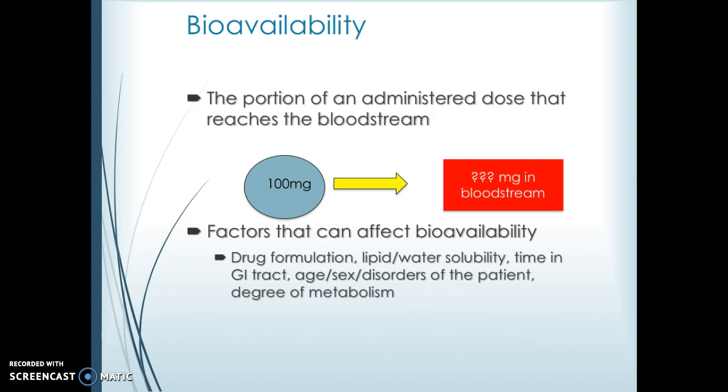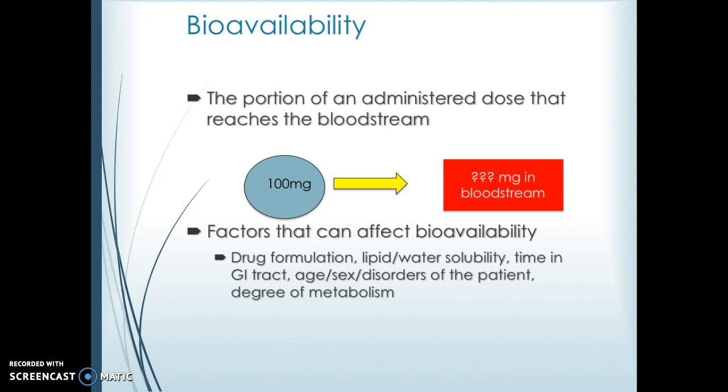The lipid or water solubility of the drug will allow it to pass through membranes at a different rate and can impact its initial absorption. The time that it spends in the GI tract matters too. So hypermotility, slow motility, nausea, vomiting, those types of changes can impact how well that drug is absorbed. Also, eating, like we had mentioned before, can impact that. Age and sex can sometimes have an impact on the bioavailability of certain drugs. And so can disorders like the inability to absorb drugs appropriately, such as with certain GI illnesses, stomach illnesses. The degree of metabolism can impact absorption, particularly if it's given orally.